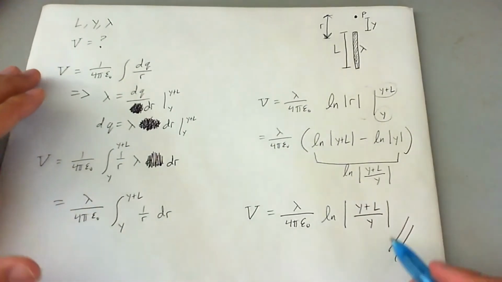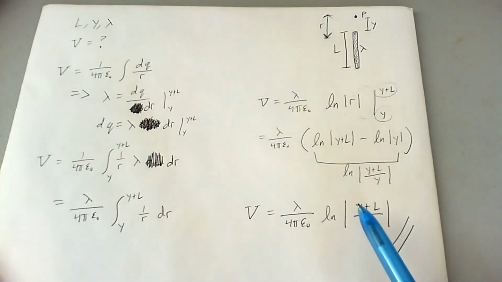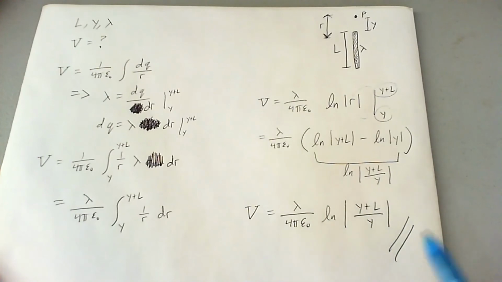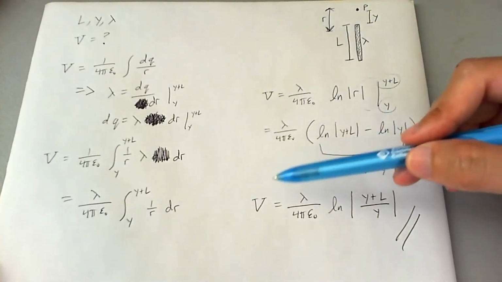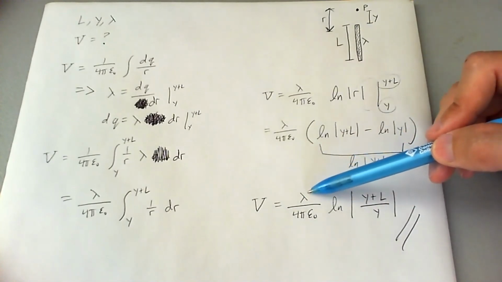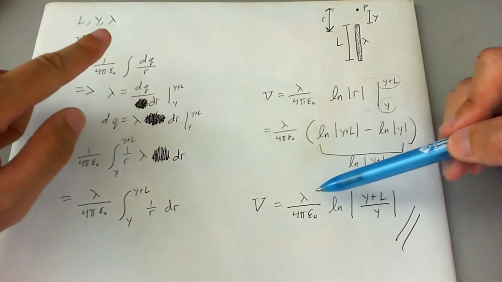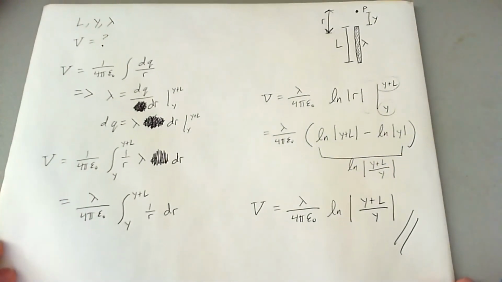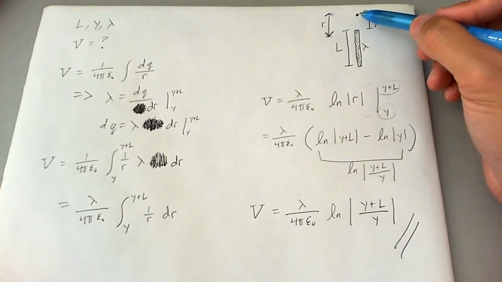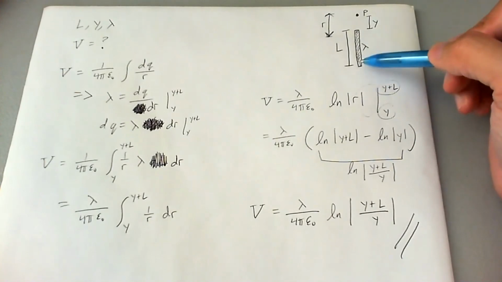And I'm not going to simplify it anymore. I'm not going to say this is 1 plus L over y. I think this is good enough. So we got the final answer, the voltage in terms of lambda, which is right up there, y, and L. And that's the voltage experienced at point P because of this distribution of charges.